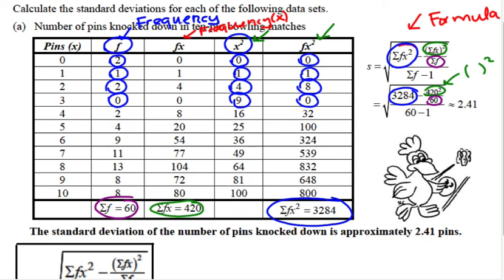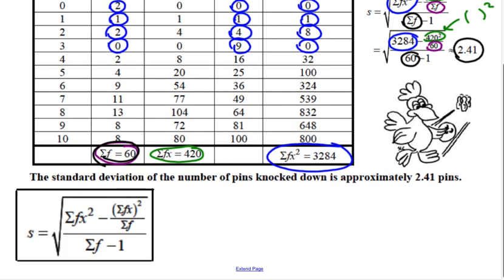All right, then the last thing is we're going to take that sum of f again, the sum of your frequency, which is 60, and subtract 1. Now the rest is calculator stuff that I'm not showing you here. You would square root it, and you get approximately 2.41. So what this says is the standard deviation of the number of pins knocked down is approximately 2.4 pins.